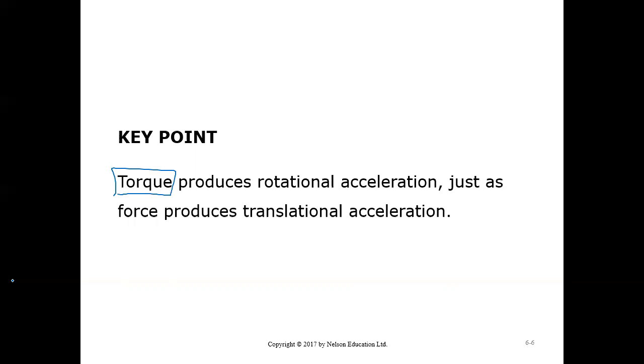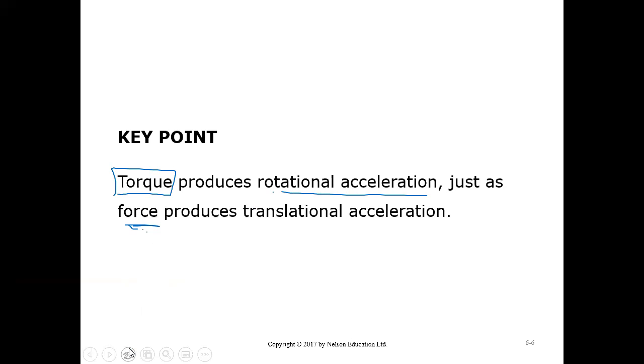Torque produces rotational acceleration, because we knew before force produces acceleration. That's Newton's second law, right? But there, it was translation only, linear. We reduce everything to a point, so there can't be any rotation for a point, right? So we only talk about linear motion or translational motion. But we cannot do that anymore. Now we have to deal with real life things.